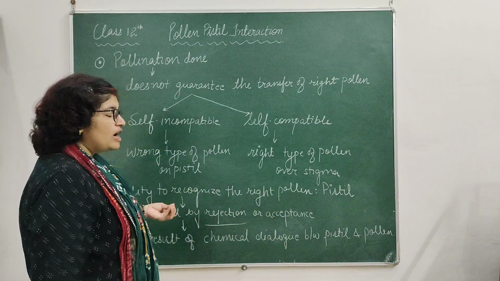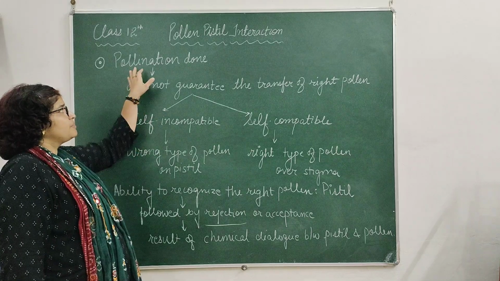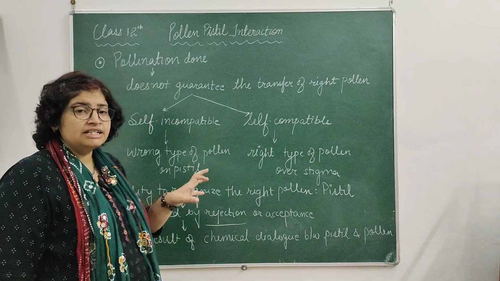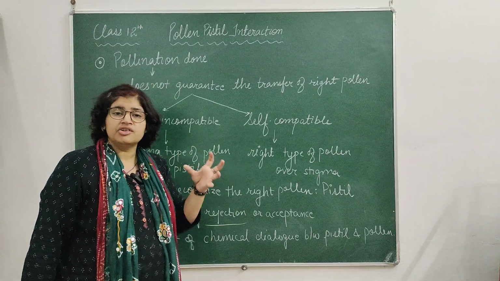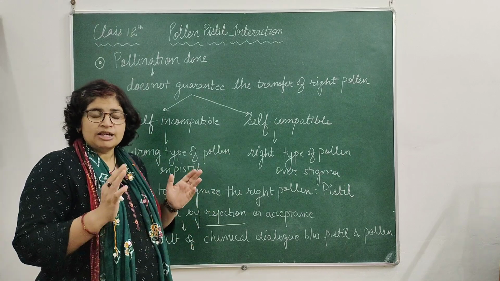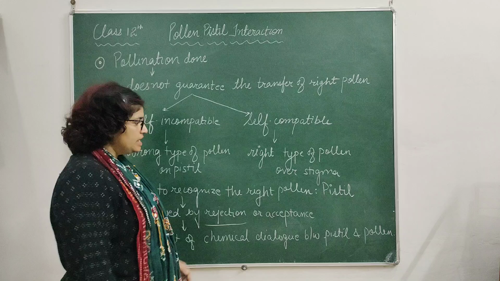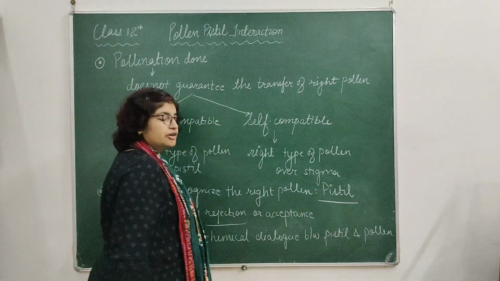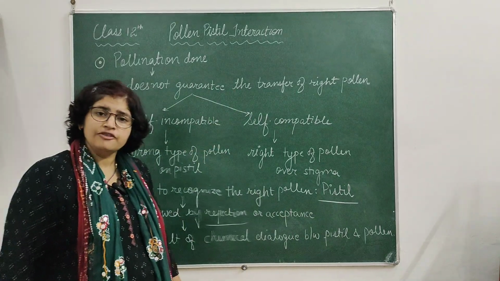So if pollination is done in any kind of plant, it does not ensure that the right type of pollen always arrives over the stigma. It will be detected only by the pistil, the female reproductive part of the flower.